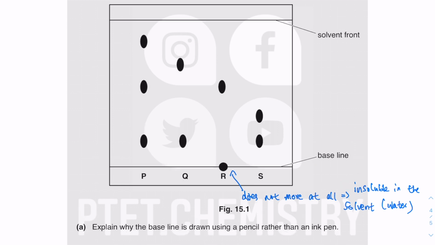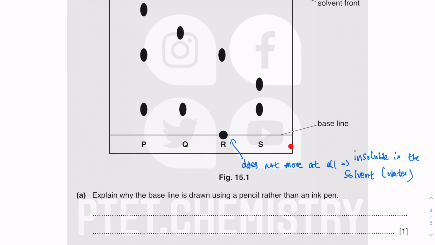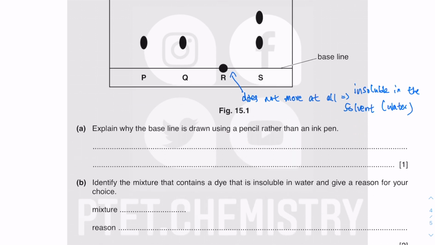So the baseline and the solvent front: you need to take out the filter paper, the chromatogram, before the solvent, in this case water, is allowed to reach the very top of the chromatogram, and mark with a pencil where the solvent ended up moving. Your water level, meaning in this case your solvent level, must be below the baseline when this is put into the solvent.